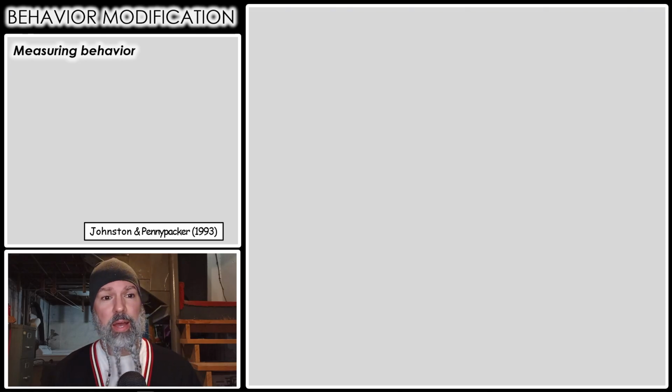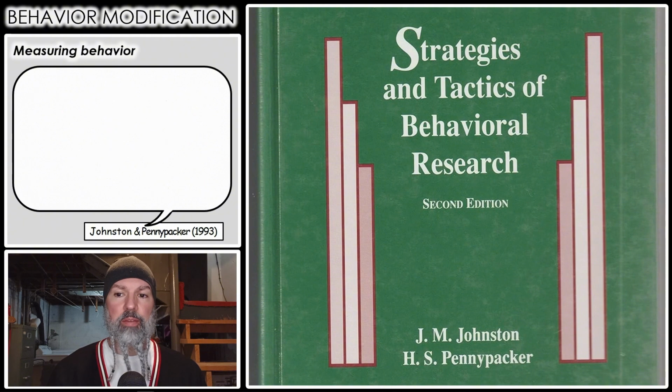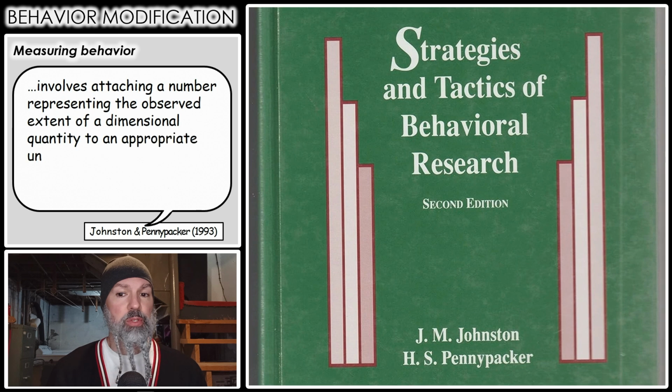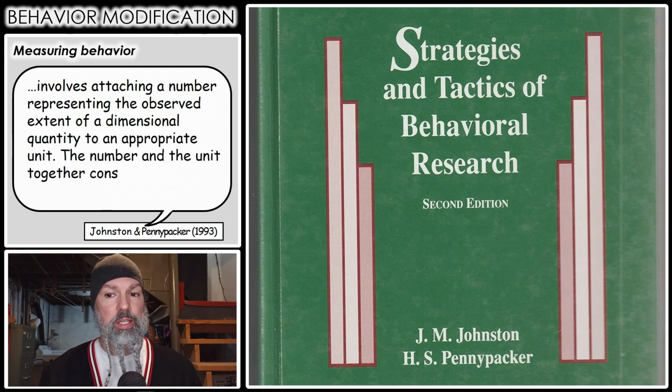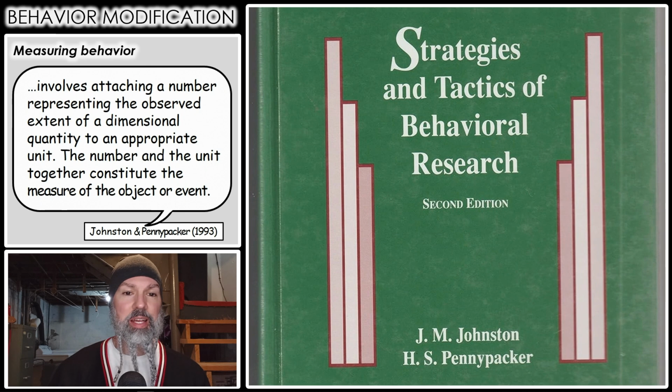Probably another Pennypacker. Johnston and Pennypacker, in Strategies and Tactics of Human Behavioral Research, mention that measuring behavior involves attaching a number representing an observed extent of a dimensional quantity to an appropriate unit. The number and the unit together constitute a measure of the object or event. So there is a lot of words in there. So let's break that down a little bit.